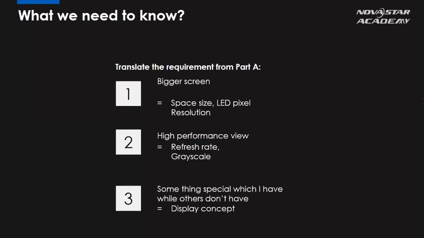So we will know what big resolution we are going to install in this space. And for the second, if he wants a high performance view for the screen display, how can we understand that? It means we need to select the suitable IC for the LED module, and of course the receiving card as well, to make the screen have a higher refresh rate and grayscale, and by the high refresh rate and grayscale, make the screen have better display performance in color. So let's move to the last part.